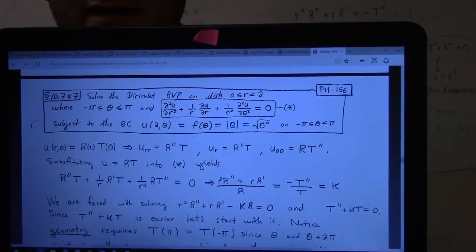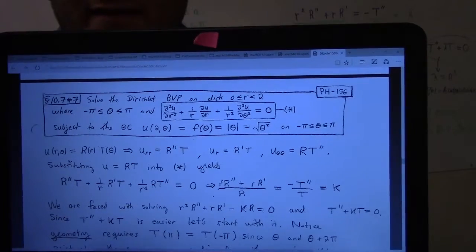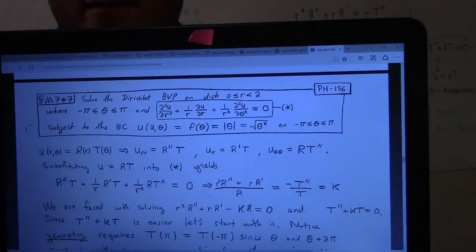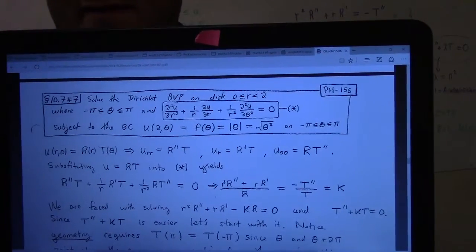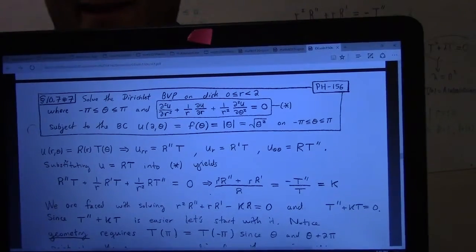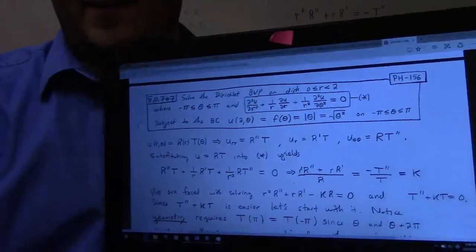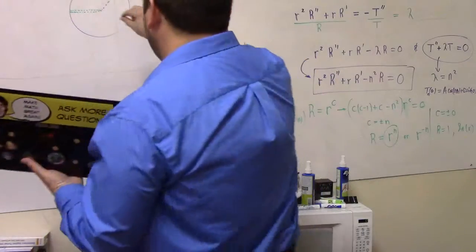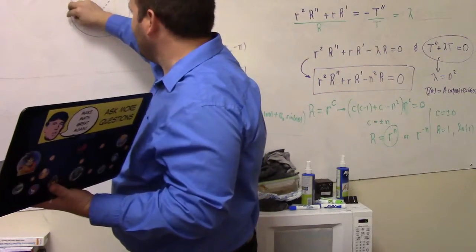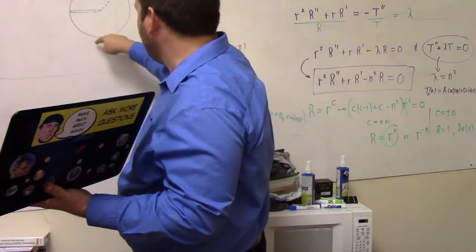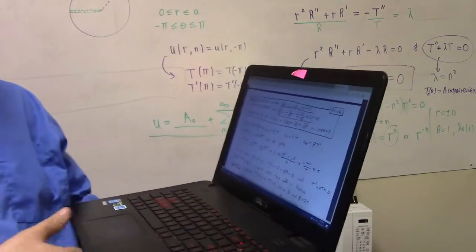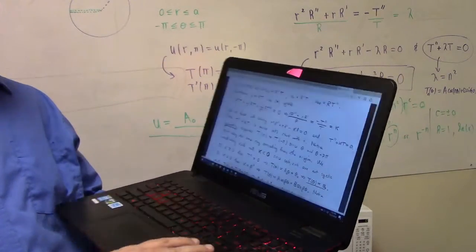This is the Dirichlet boundary value problem on a disk, right? My f of theta is the absolute value of theta. So the temperature is pi at the maximum, and then it symmetrically drops to 0 as you go around this way, like that, right?